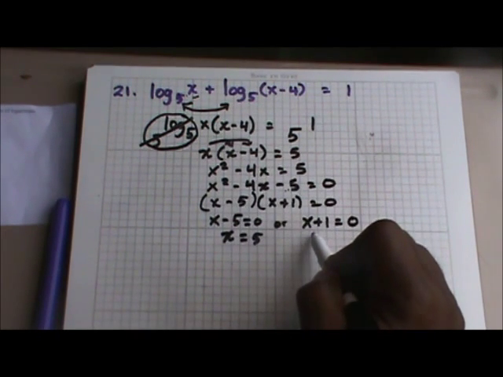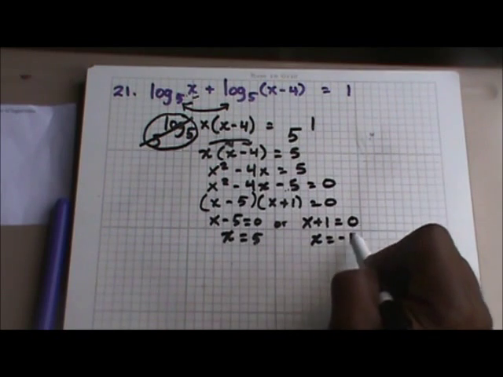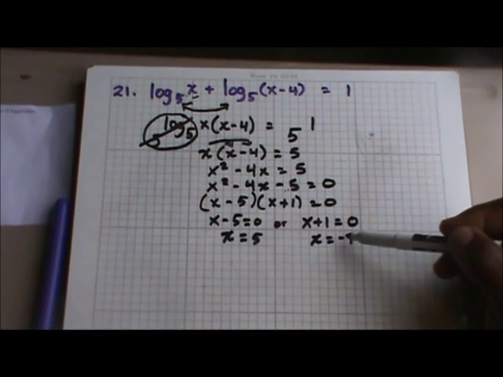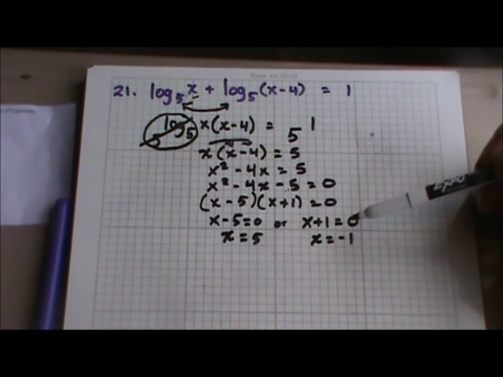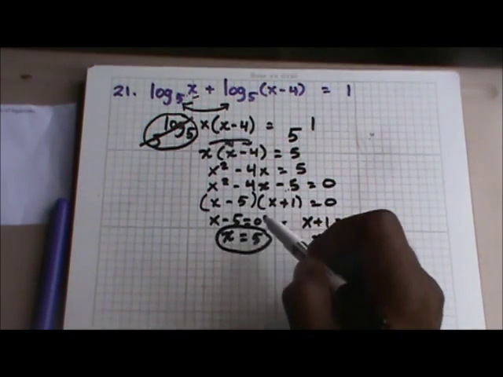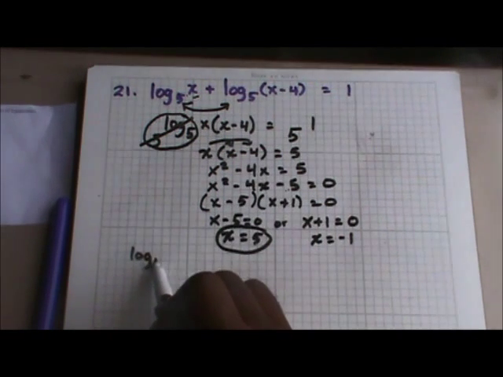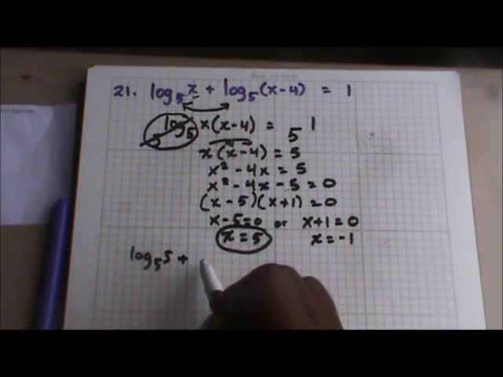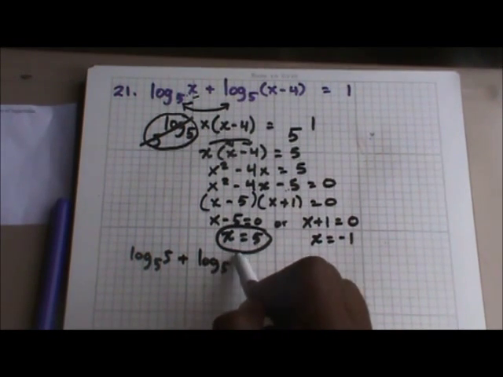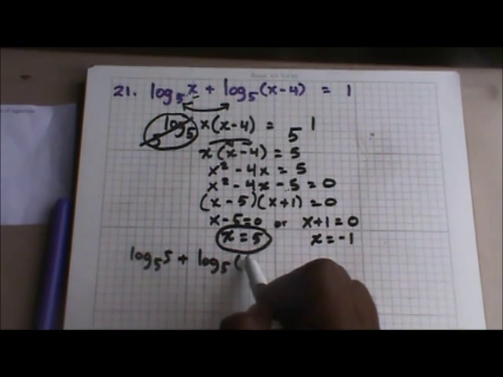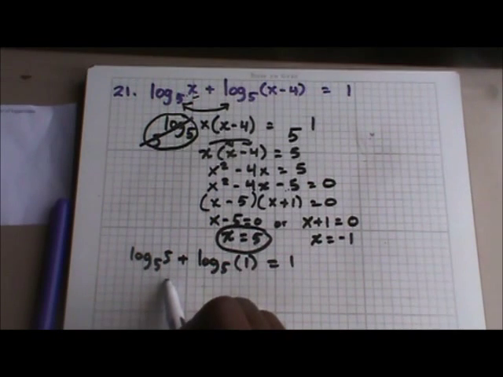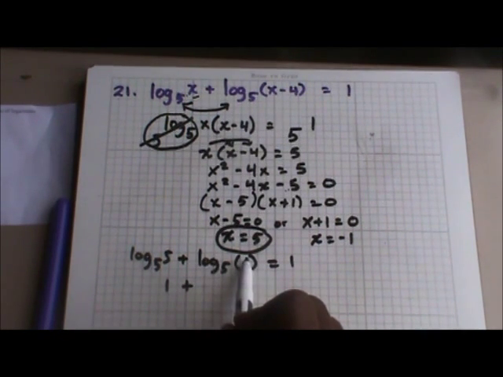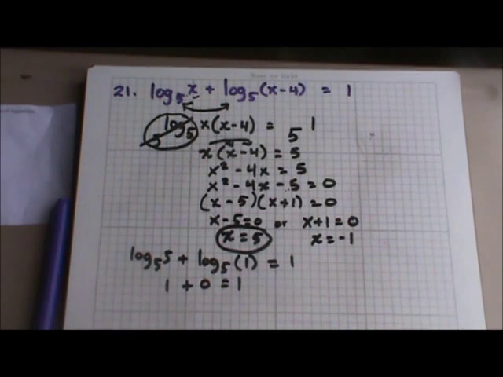All right, and for this one, we get x is equal to negative 1. Then we want to just go back and look to see if both answers work. For this answer, if we plug this back into the equation, we get log base 5 of 5 plus log base 5 of 5 minus 4, which is 1, is equal to 1. Now, log base 5 of 5 is equal to 1. Log base 5 of 1 is equal to 0, and that is equal to 1, so it works.